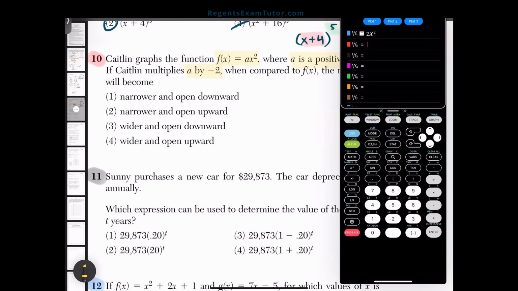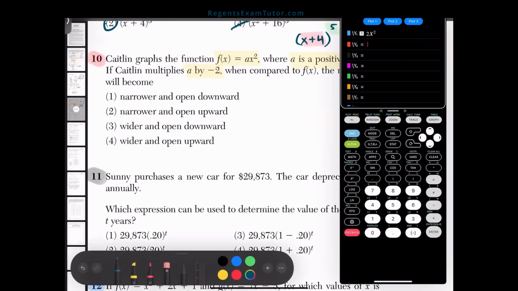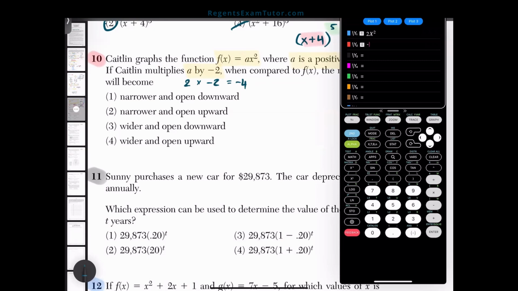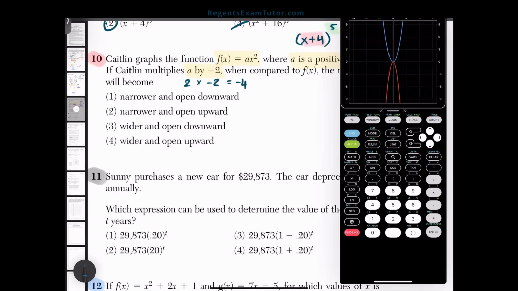And then in red, let's go ahead and multiply a by -2 like they suggested. So a in our case was 2. So if we multiply 2 times -2, we'll get -4. So I'll put that in the a position this time, and you will see how that affects the blue original graph. So you just hit graph, and there is a difference.